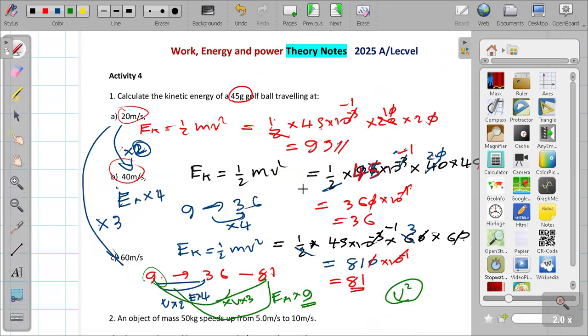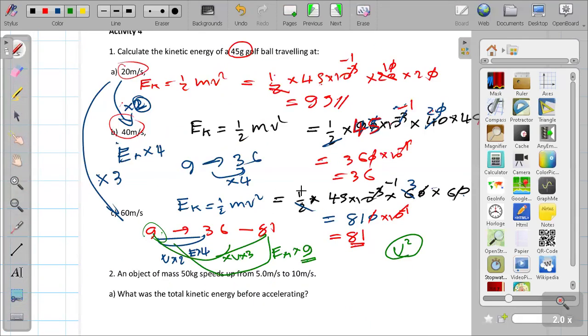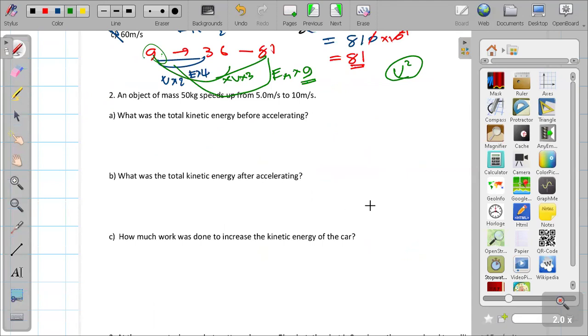Do you need more time to copy this, or shall I move to the next page? Next question. An object of mass 50 kilogram speeds up from 5 meters per second to 10 meters per second. What is the total kinetic energy before accelerating?